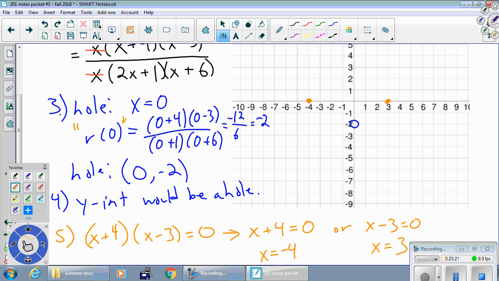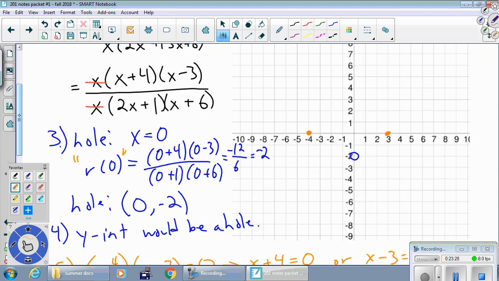Okay, next up, the zeros of the denominator are vertical asymptotes of the graph. Plot them. Okay, again going to the factored version, we're looking for the denominator to equal 0. So I'm just going to copy that thing and make it equal 0.